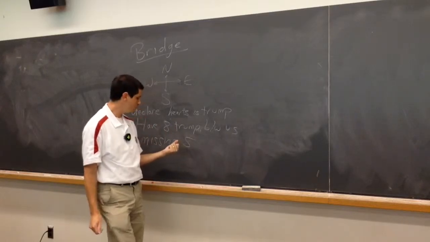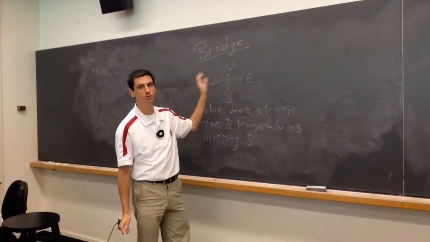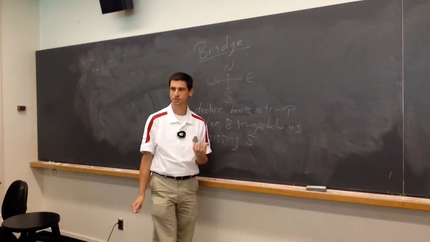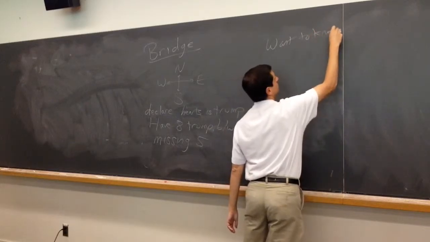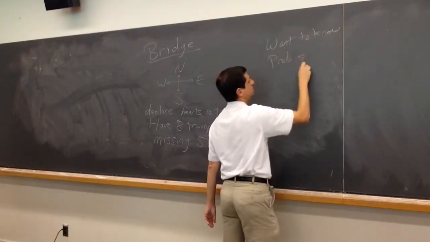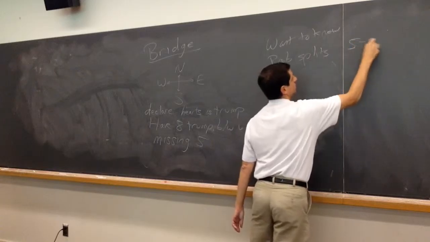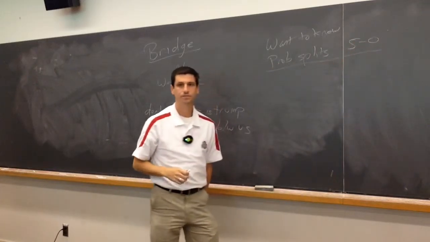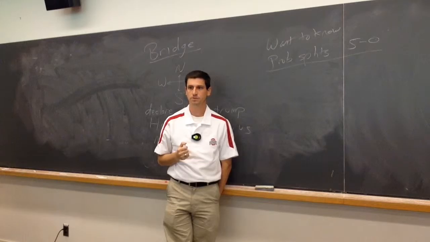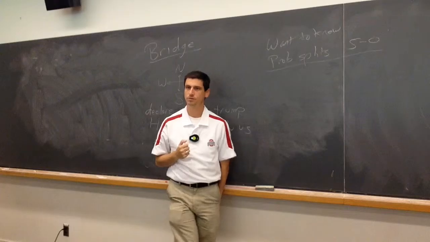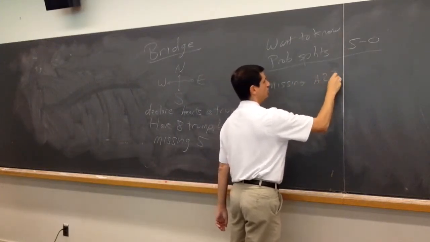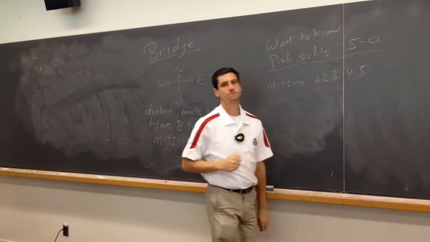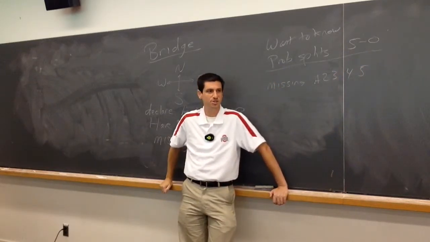And we want to know, what is the probability that we have all 5 trump in one hand? That could be disastrous for us. So we want to know the probability it splits 5-0. There are 5 missing trumps. Let's say we're missing the ace, the 2, the 3, the 4, and the 5, for definiteness. Why am I choosing these as my missing trump values?